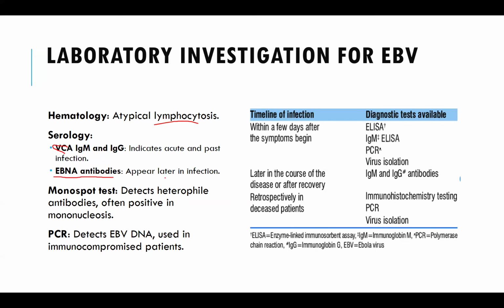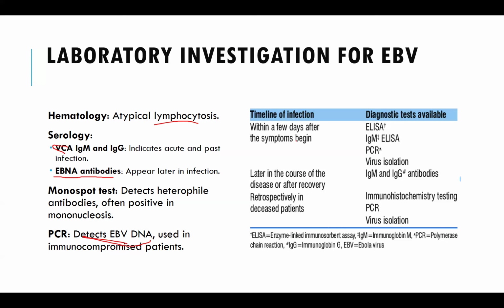And the monospot test usually detects the heterophil antibodies, and often is positive in infectious mononucleosis. This is not a common test done, but it is also available if you are in better settings. PCR is also one of the modalities we can use, and in this case, you're interested to identify and detect the DNA of the EBV virus. So this can also be used in immune suppressed individuals.